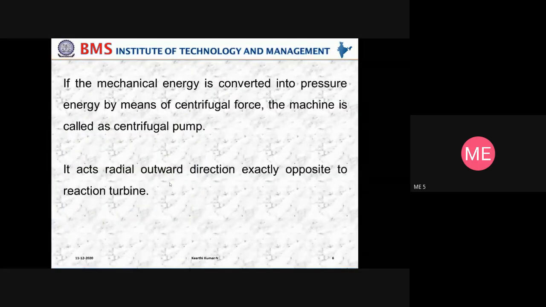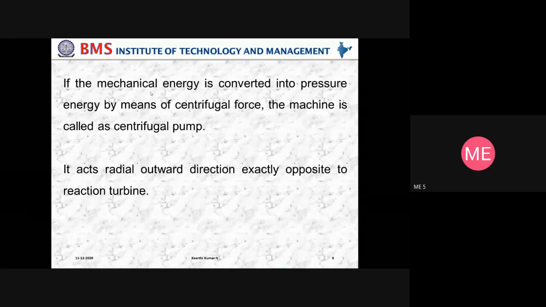So again, the best example, the best definition for the centrifugal pump, you can read this. If the mechanical energy is converted to pressure energy by means of centrifugal force, the machine is called a centrifugal pump. Like that, you can give plenty of definitions for the centrifugal pump. Here I give one simple definition.